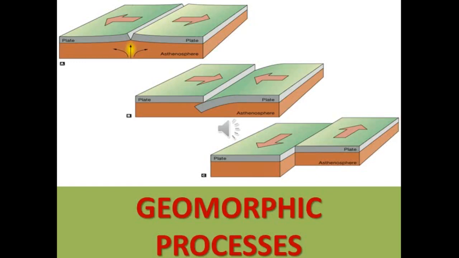So it is nothing but the process that acts on the earth, which shapes the surface of the earth, and is called geomorphic process. So the process which changes the shape or the surface of the earth is called geomorphic process. Okay, so let us move into the lesson.